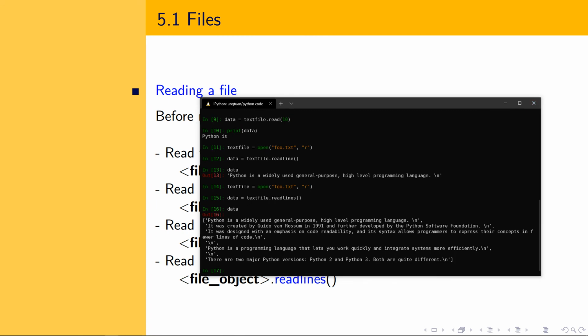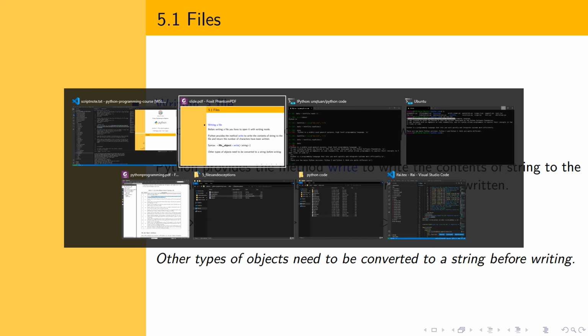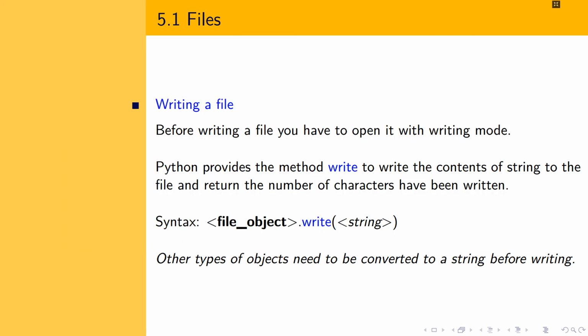So how to write a file? Similar to reading a file, you have to create a file object to a physical file in your system. Before writing data to a file, you have to open it with writing mode. After you open it, Python provides the write method to write the content of a string to the file and return the number of characters that have been written.